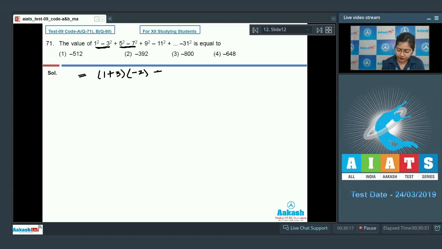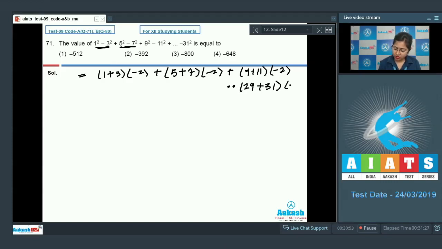that will give me minus 2, plus here we have 5 plus 7 into 5 minus 7, that can be written as minus 2. Again in the next term we have 9 plus 11 into minus 2 and so on up till 29 plus 31 into minus 2. Now here if I take minus 2 common, so we get the series 1 plus 3 plus 5 plus 7 and so on up till 31.